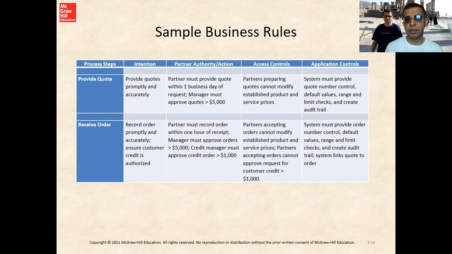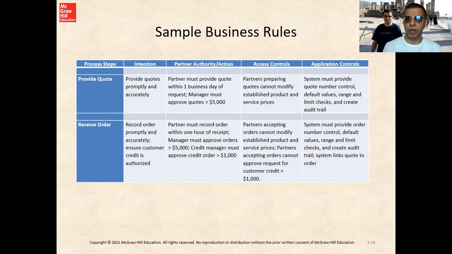A partner, for example, must provide a quota within 1 business day of the request. A manager must approve the quota if it's more than 5,000, or 2,000, or 4,000. It is the company's rule. If it's less than 5,000, the quota automatically goes to the customer. Maybe you get a markup of price, or you have the same prices, or you have a discounted price.